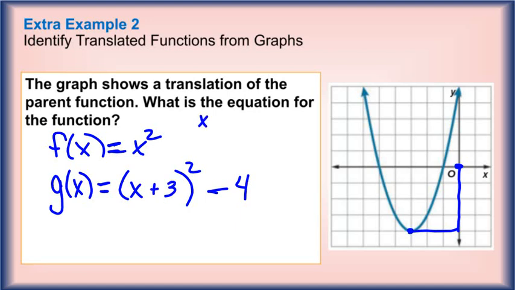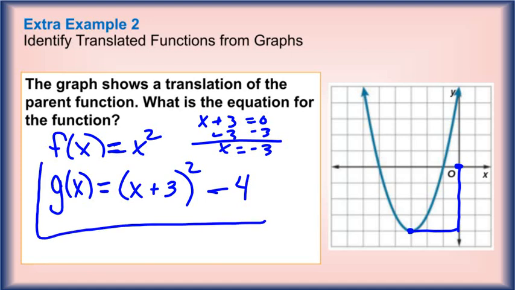Because again, when it's the parent function, x is equal to 0. So if I make this x plus 3 equaling 0, to find out where it moved, if I subtract 3 on both sides, I now have x equaling negative 3, which is where I have my x coordinate. So that function would be g of x equaling x plus 3 squared minus 4.